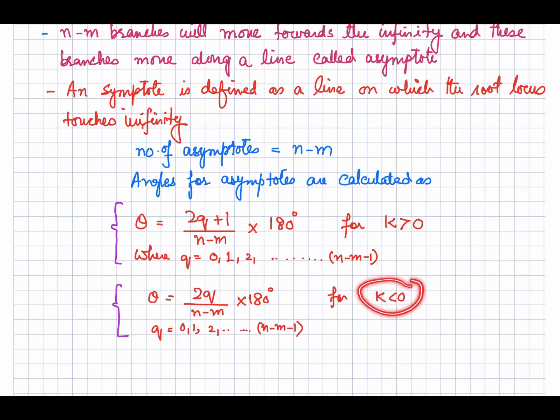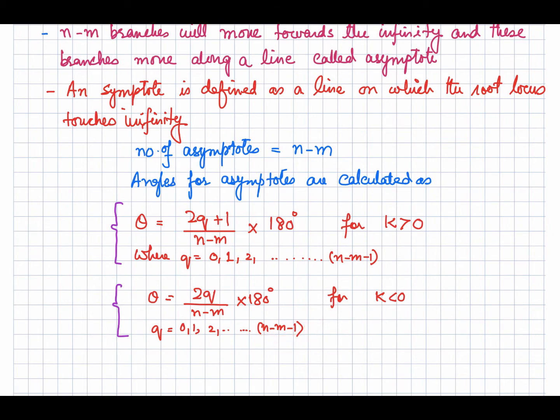And if your gain is negative, then you will be using this expression: theta is equal to 2q by (n minus m) into 180. So what is q? Q is again varying from 0, 1, 2, and up to n minus m minus 1.